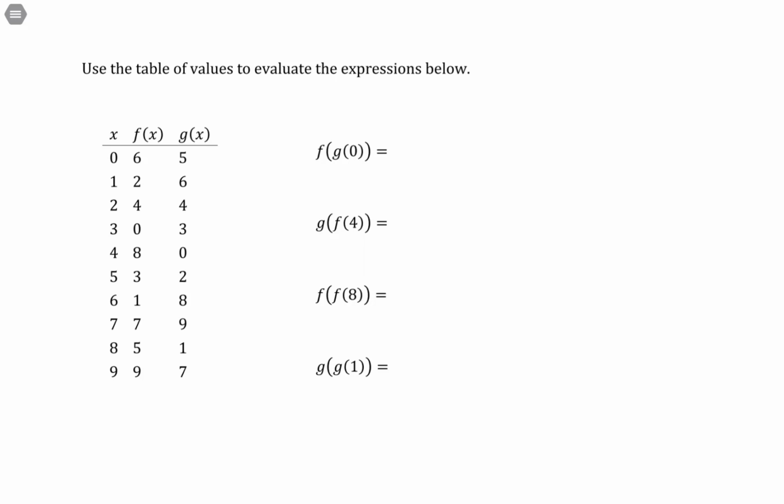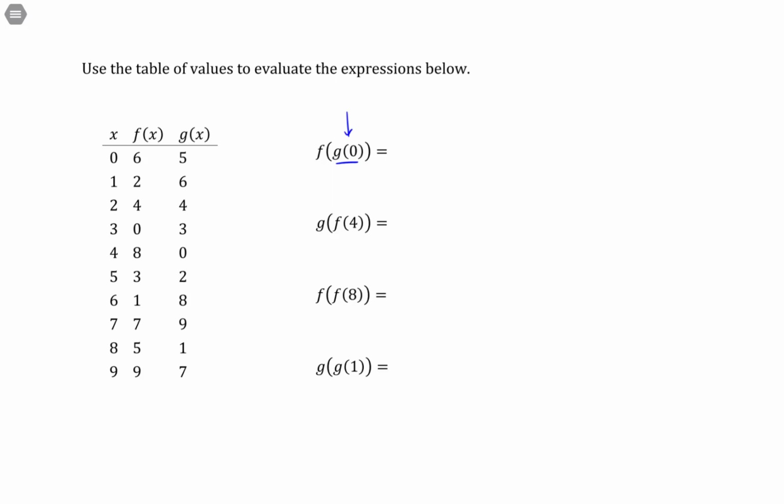Use the table of values to evaluate the expressions below. So f of g of 0. The first thing that we need to determine is what the value of g of 0 evaluates to, because whatever that evaluates to, we're going to place that into f.